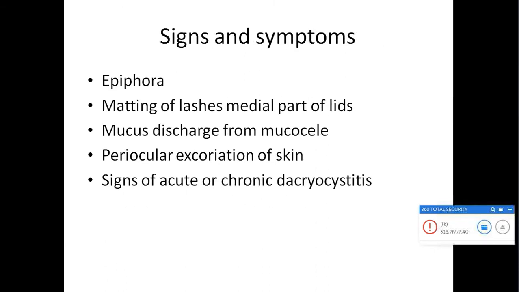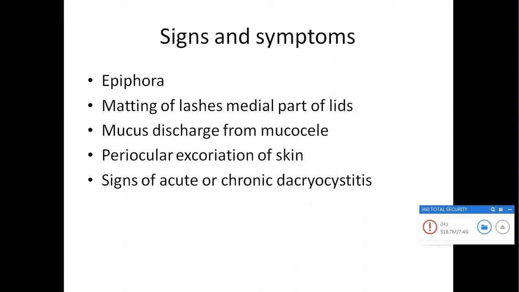So what are the signs of congenital nasolacrimal duct obstruction? Epiphora. There will be watering. The difference between discharge and epiphora is this: when the normal amount of lacrimal secretion cannot be drained normally, it comes out. It is known as epiphora. This happens when reflex lacrimation occurs. Whenever you cut an onion or some irritant enters the eye, you will have watery discharge from the eye or excessive lacrimation. It is known as epiphora.